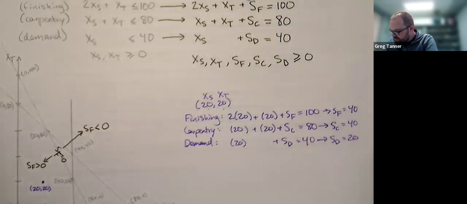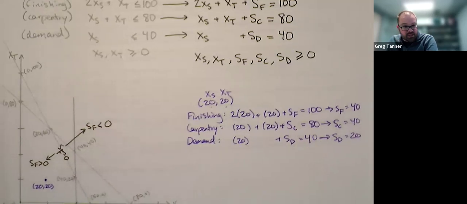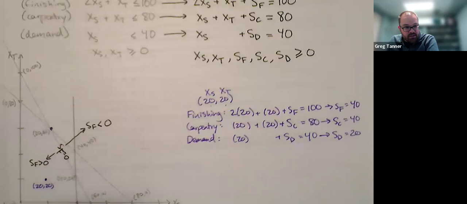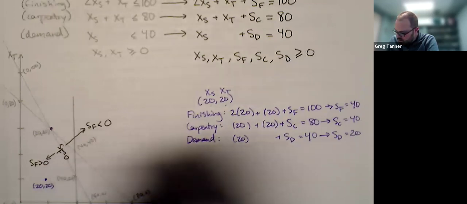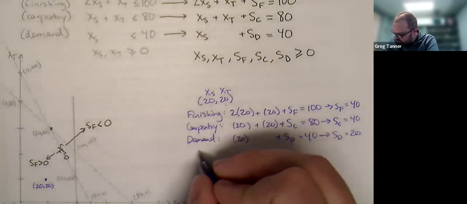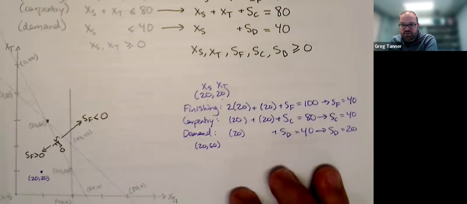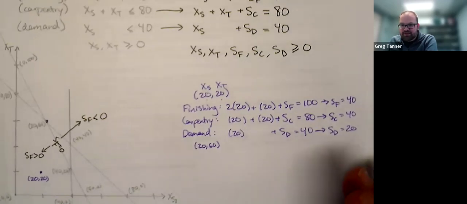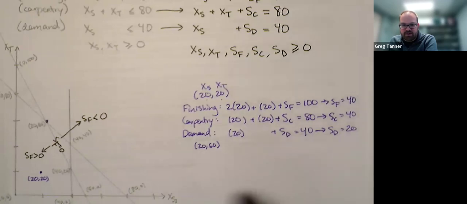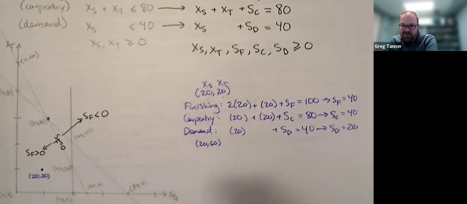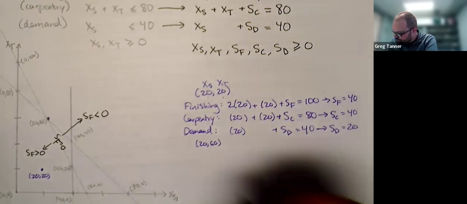Okay. Let's choose another point, but this time we'll choose a point that's on the boundary. And so let's choose this point up here, 20, 60. And let's do that same computation. Compute how much slack there is. I encourage you to actually pause the video at this point, do these same computations using 20 and 60 for XS and XT instead, and pause the video, try it, and then unpause the video, and we'll do it together.